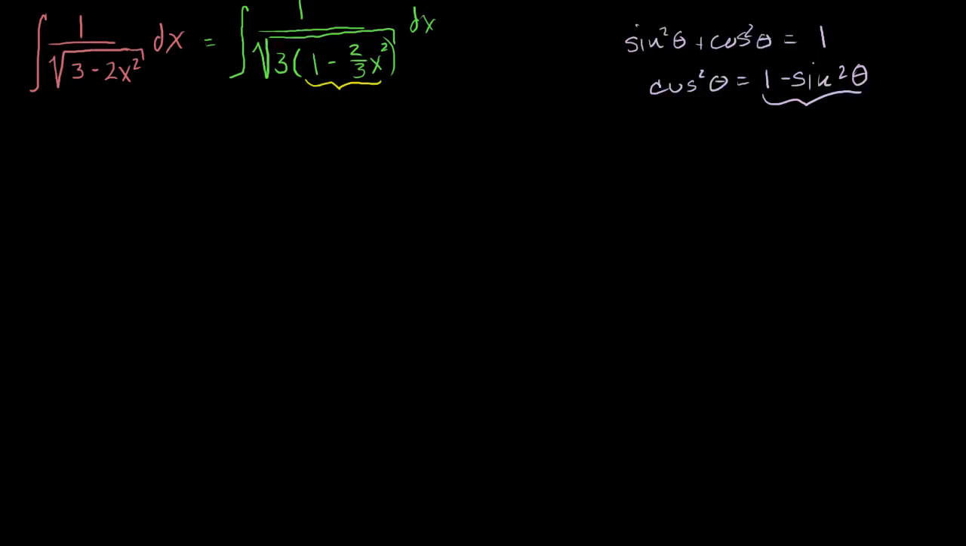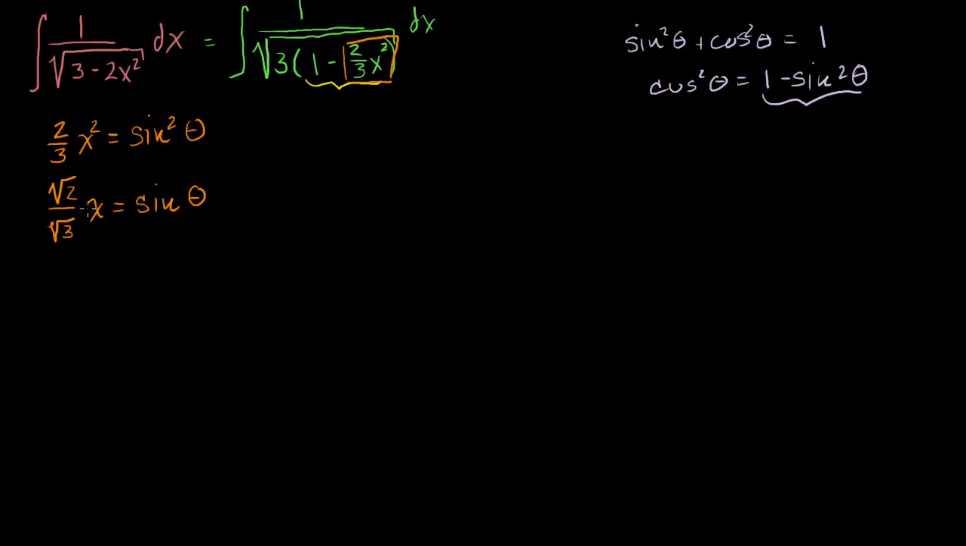In fact, if I say that this 2/3 x squared, if I set it equal to sine squared theta, I will be able to use this identity. So let's do that. Let's set 2/3 x squared equal to sine squared of theta. If we take the square root of both sides of this equation, I get the square root of 2 over the square root of 3 times x is equal to the sine of theta.